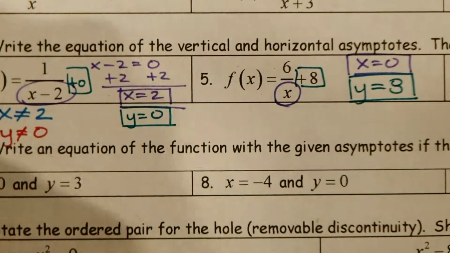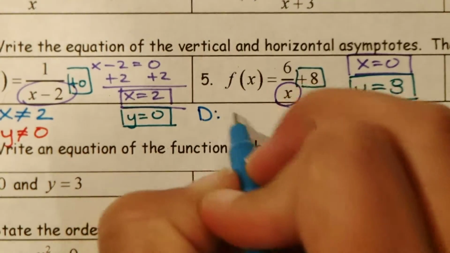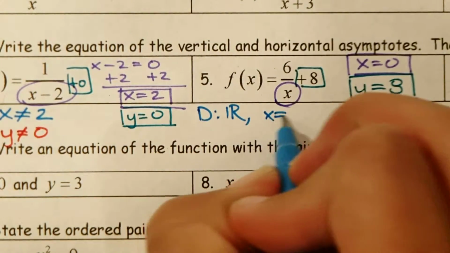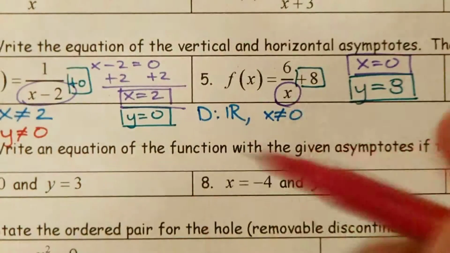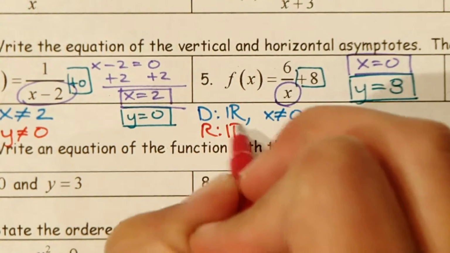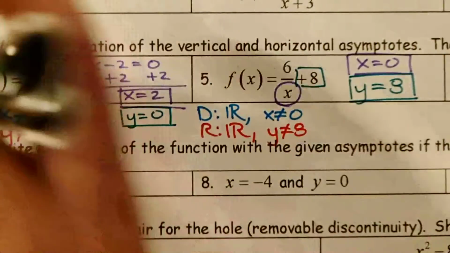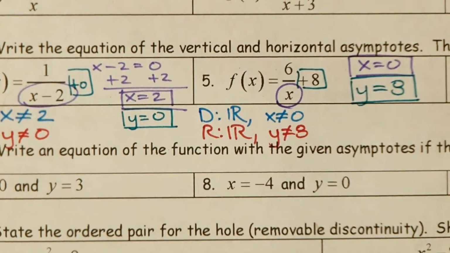Now let's take a look at the domain. The domain is going to be all real numbers, except for where the asymptote is located, except for where x equals 0. The range is also going to be all real numbers, except where the asymptote is located, so y cannot equal 8.